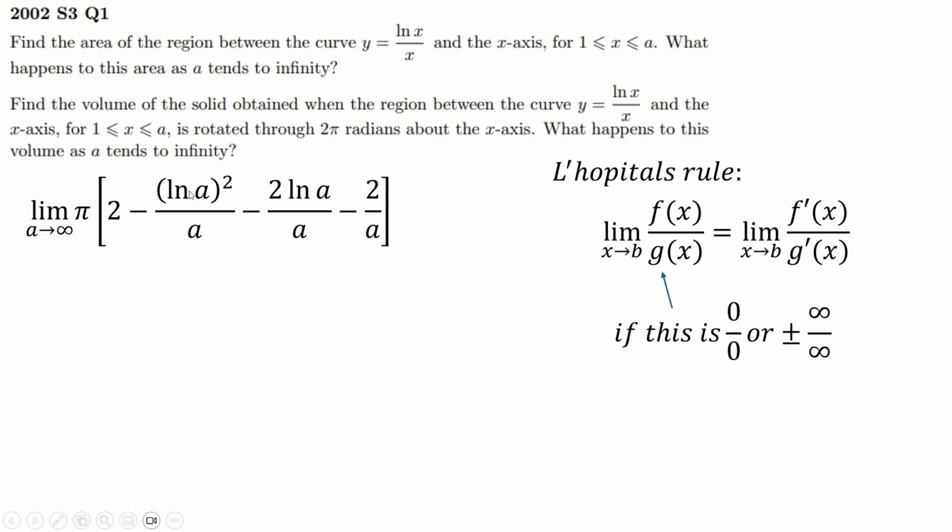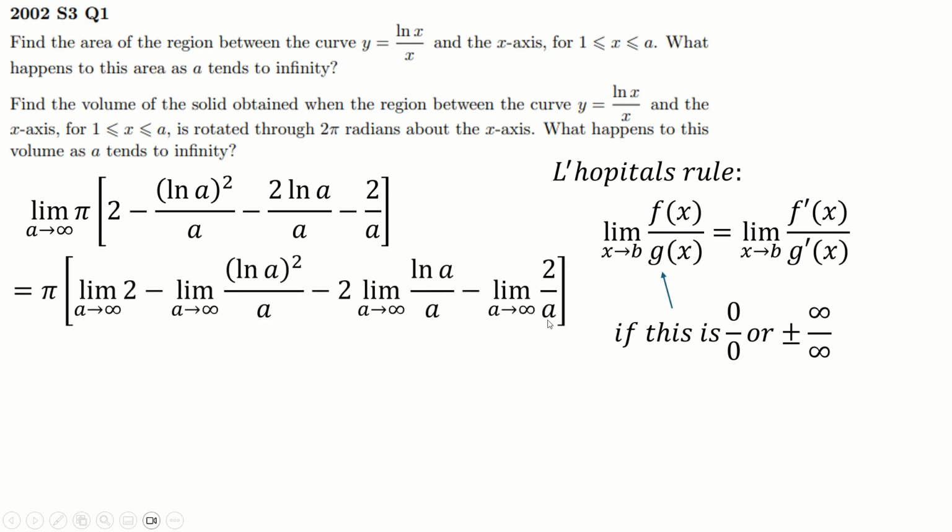As a goes towards infinity, this evaluates to infinity over infinity. So that means L'Hopital's will hold, and it will also hold for this one here, which is also infinity over infinity. And this, of course, when a goes to infinity, is just 0. So I don't need to use it on this one here. So that will just go to 0. This will obviously just go to 2 because it is just 2. The pi is irrelevant, bring it out to the front.